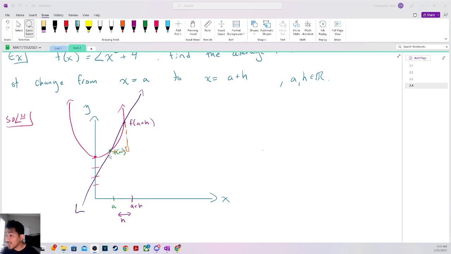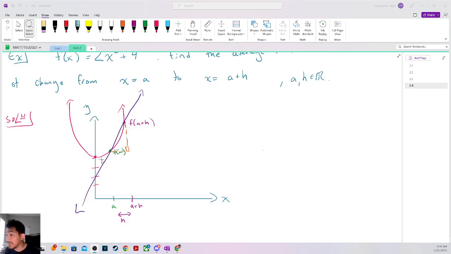Now, h is, think of it as a very small number for now. We can think of it as any number, but we're going to treat it as a small number. What I'm going to do is move this by h value, so it's going to be a plus h, and see the output there. Boom. And then I use my secant line and do the average rate of change.